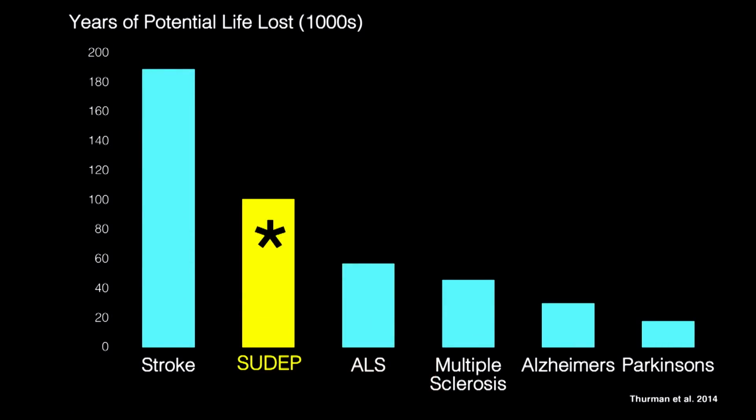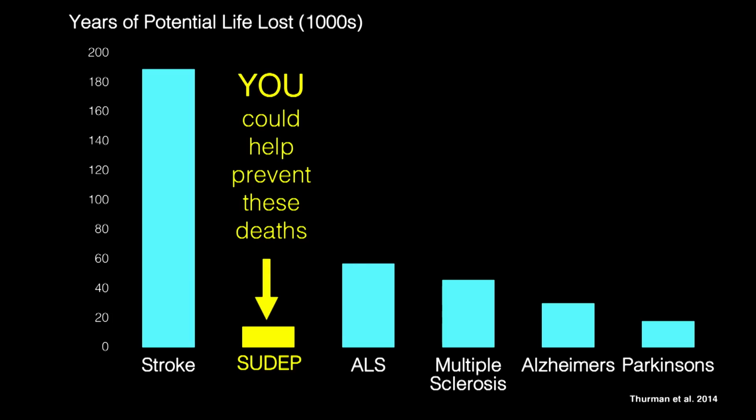Now, SUDEP, even though most of you have never heard of it, is actually the #2 cause of years of potential life lost of all neurological disorders. The vertical axis is the number of deaths times the remaining lifespan. So higher is much worse impact. SUDEP, however, unlike these others, is something that people right here could do something to push that down.